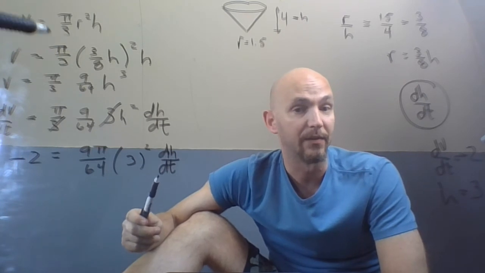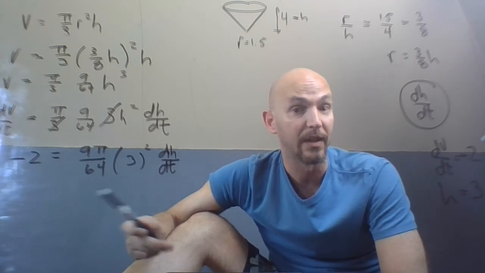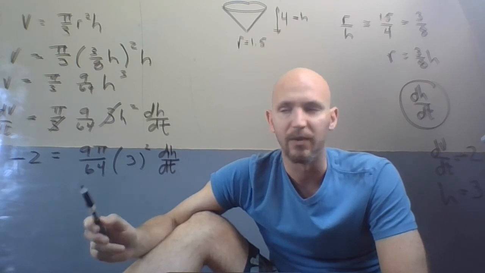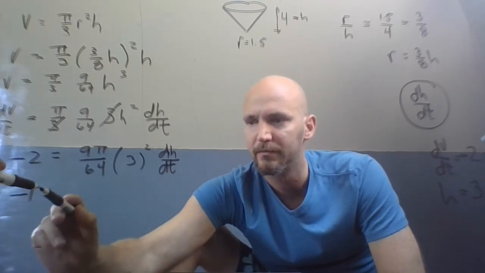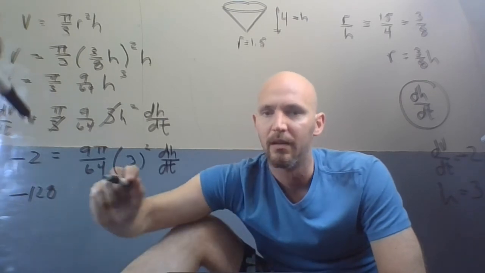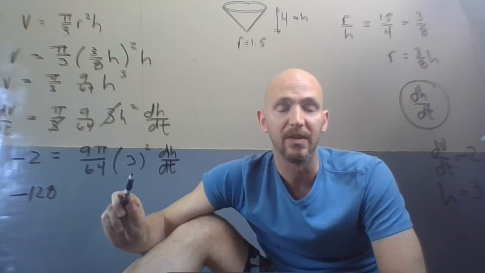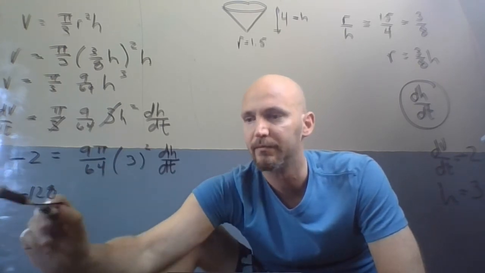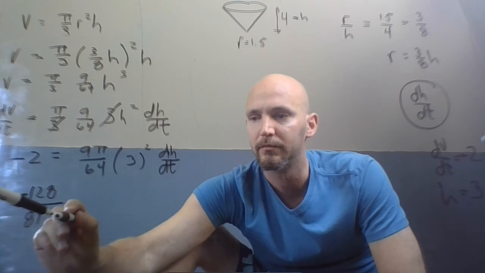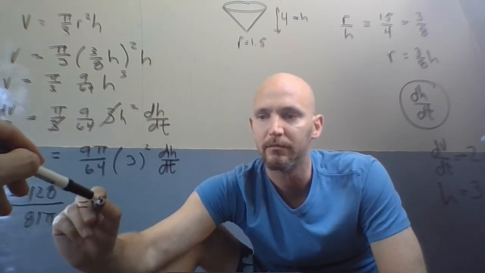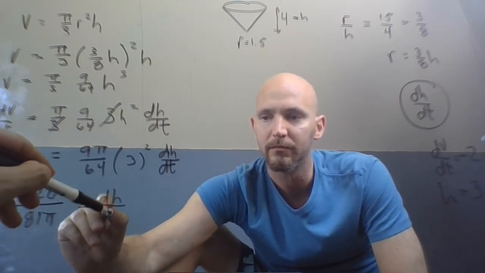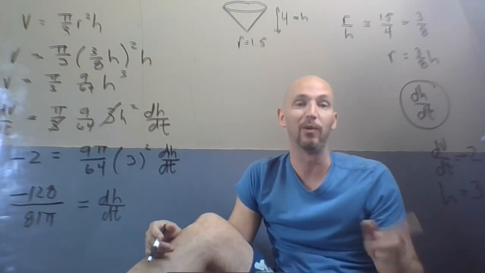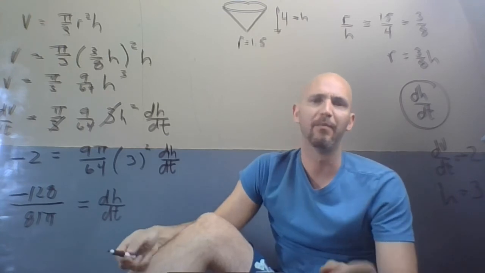This is the only quantity left to solve for, so I'm going to push everything else to the other side. Minus 2 times 64 would be negative 128. And 9 times 3 squared would be 81 pi. That goes underneath. All right, which is the same answer we had before, which is good, but it was maybe a little bit faster.